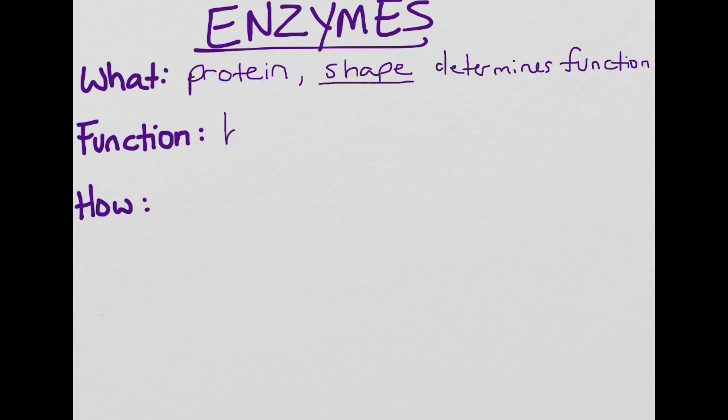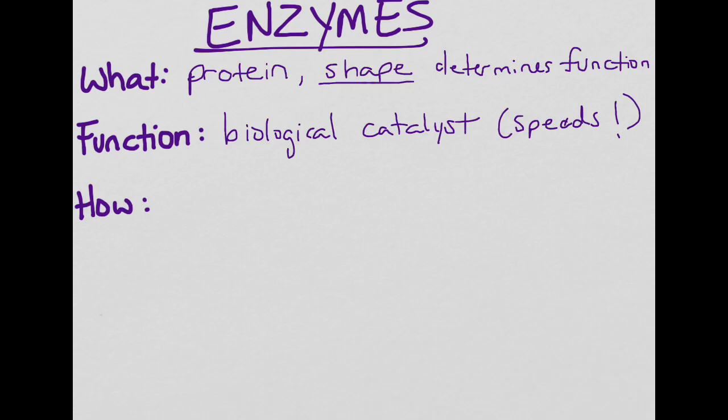Its function is to be a biological catalyst. That means it speeds up chemical reactions in the body. Okay, how does it do that? Well, it has two things that it can basically do. It can either do a catabolic reaction. In a catabolic reaction, the enzyme is breaking down something.